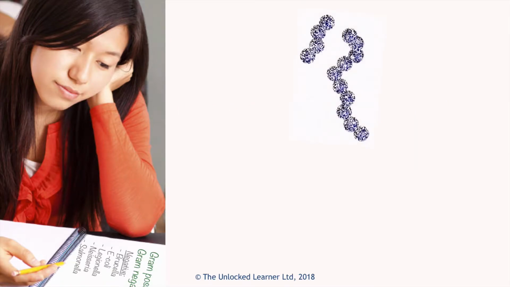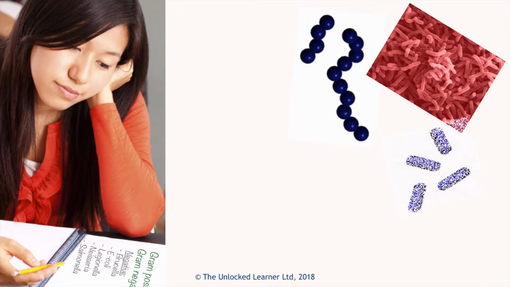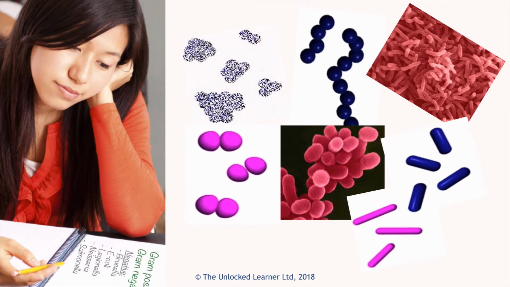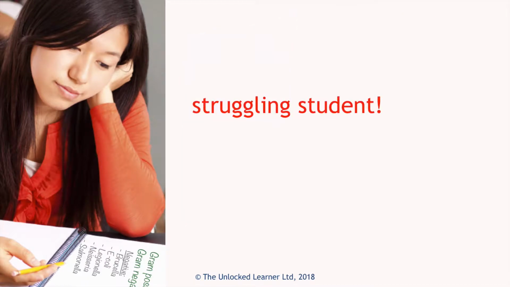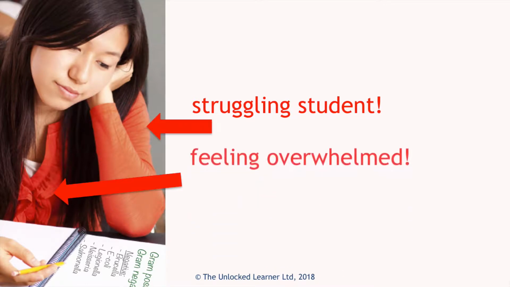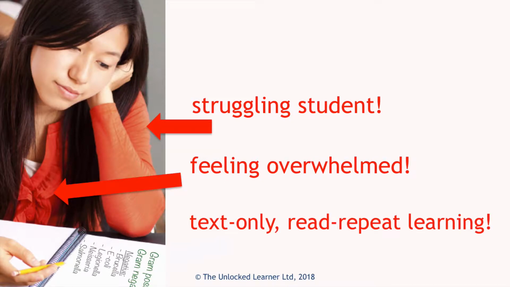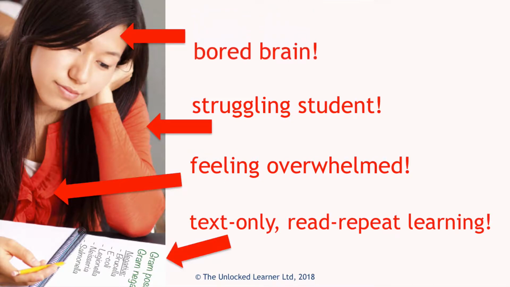She had to memorize the difference between gram-positive and gram-negative bacteria and be able to recognize a long list of different types of bacteria just from their color and shape. There's a lot to learn on this topic, and my student was struggling and feeling completely overwhelmed because she was using boring text-only flashcards and the read-repeat rote learning strategy. She was boring her own brain and stopping it from learning.